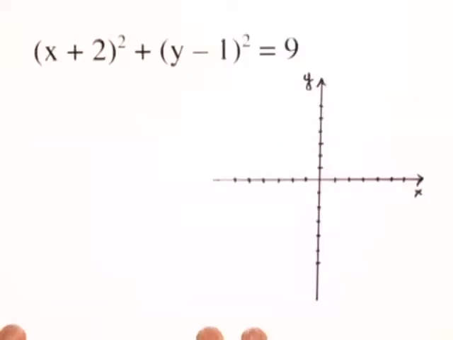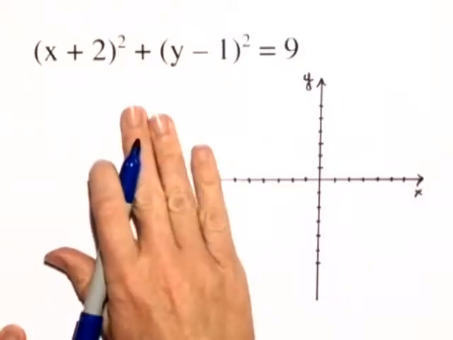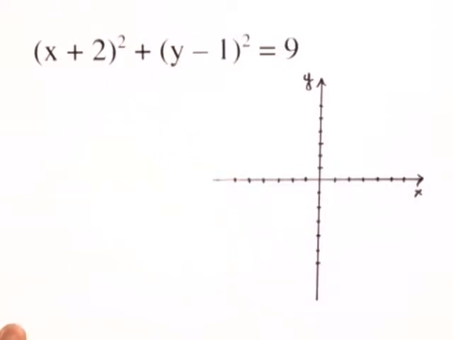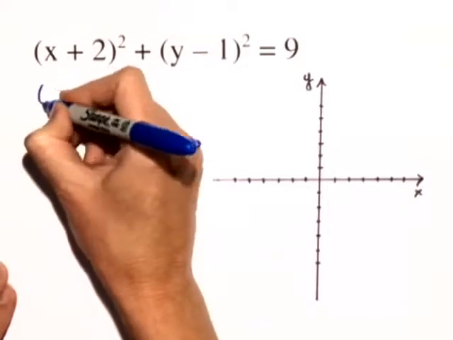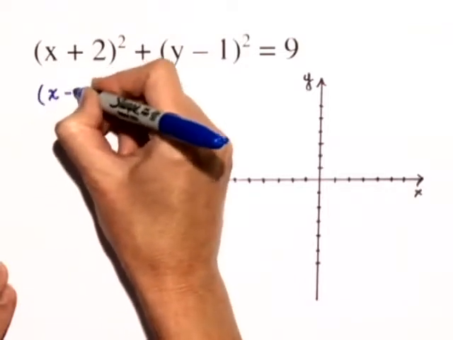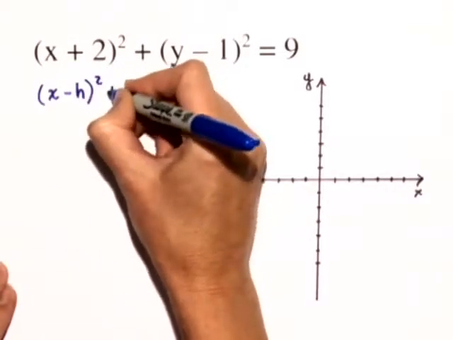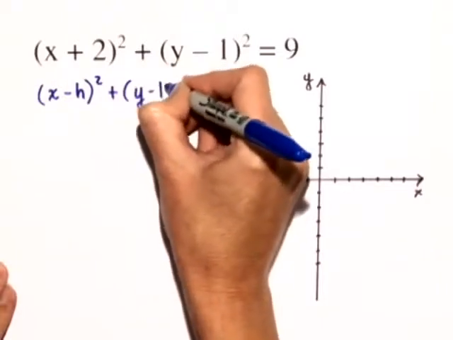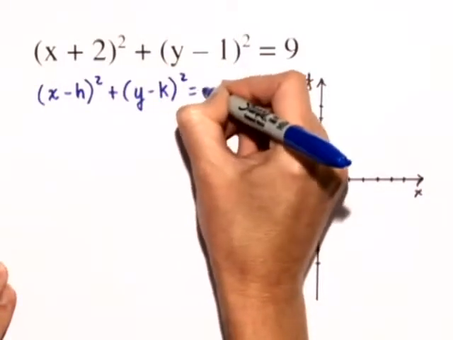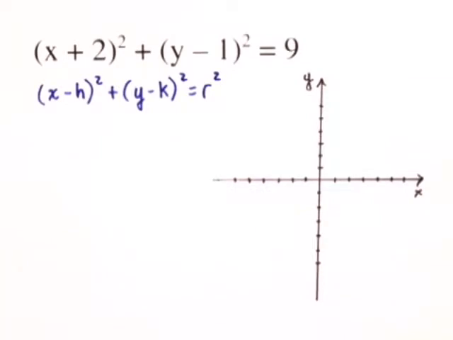We'll graph our next equation in the rectangular coordinate system, and then we'll state the domain and the range. We have (x + 2) squared plus (y - 1) squared is equal to 9. So this is a circle in standard form. Remember, standard form is (x - h) squared plus (y - k) squared is equal to r squared.